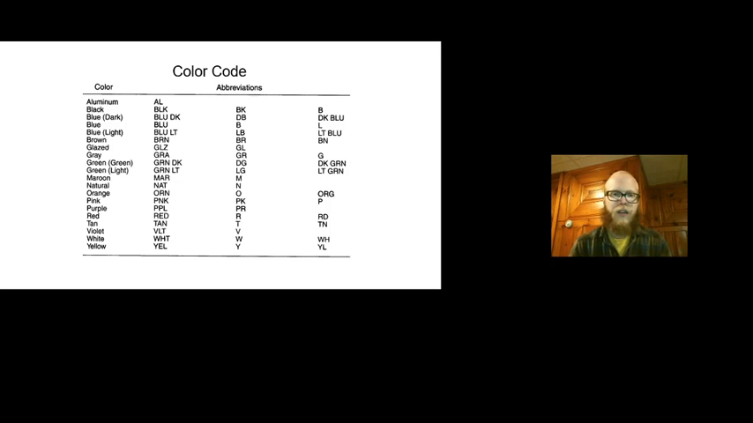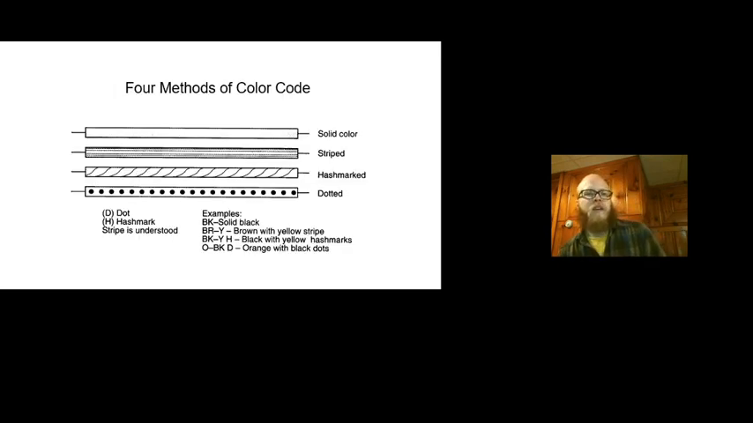That wasn't really a thing back then. So, books. Four methods of color code. You could have a solid wire, and what we often see will be either solid wires or a wire with a stripe. So that'd be like a blue wire with a white stripe, or a white wire with a red stripe. On some manufacturers, they might use hash marks or dotted.